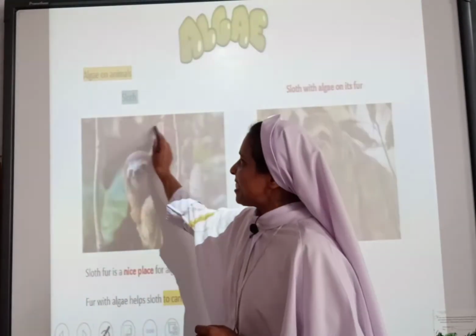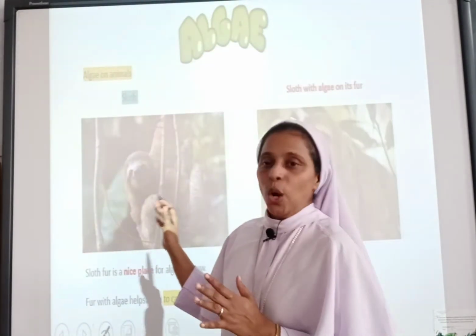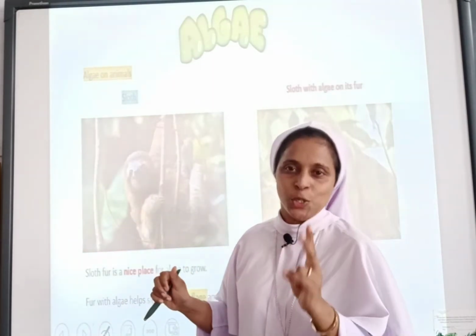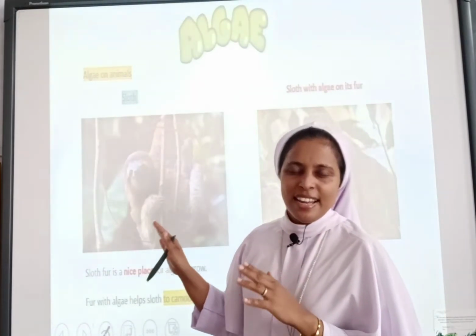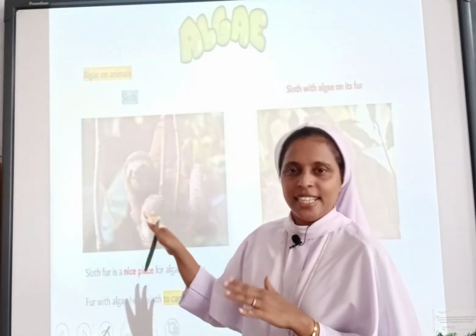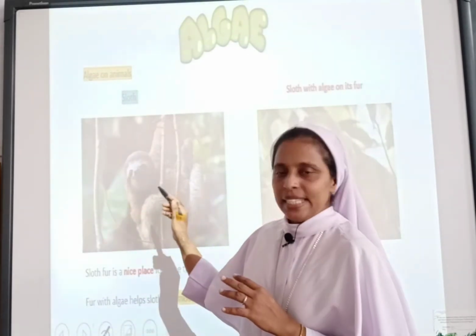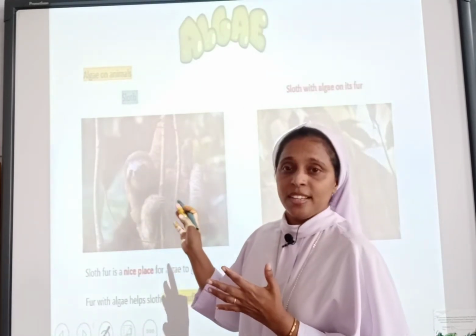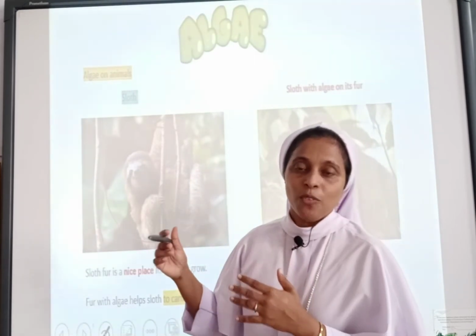Algae can grow on animals. For example, this is a sloth. It is said that sloths are the slowest mammals on this earth. Every 2 minutes they will cover only 2 meters. They are the laziest mammals on this earth. It is said that they sleep about 20 hours a day. Because of this lazy lifestyle, what happens?